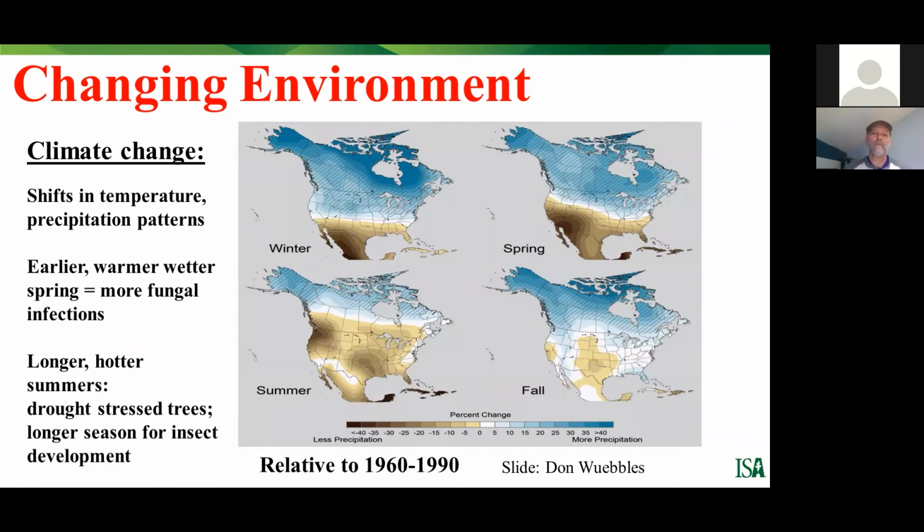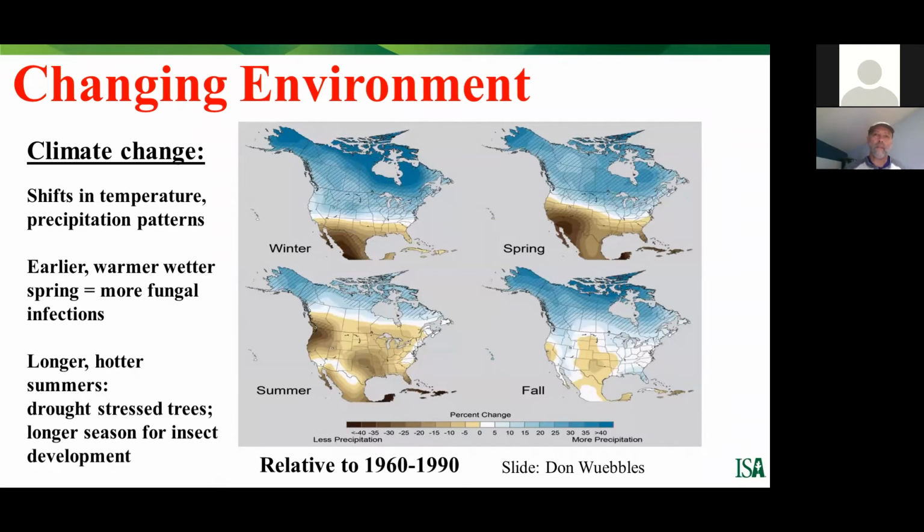Now, if we look at the environmental corner, with our awareness of climate change nowadays, and look at that from the perspective of the disease triangle, we're seeing a lot of shifts in temperature and precipitation patterns. We'll talk more about that. But one thing that we're seeing in the upper Midwest is warmer, earlier, wetter springs, and that's leading to more foliar fungal infections.